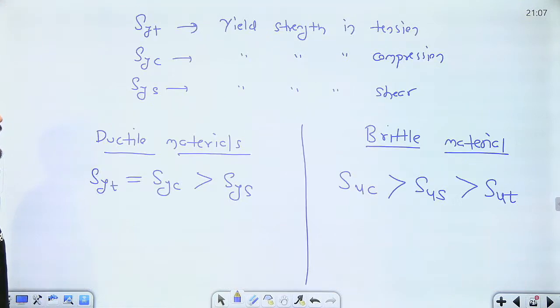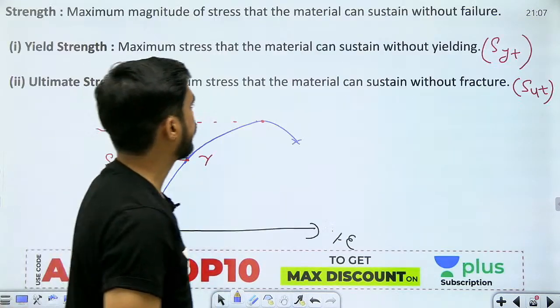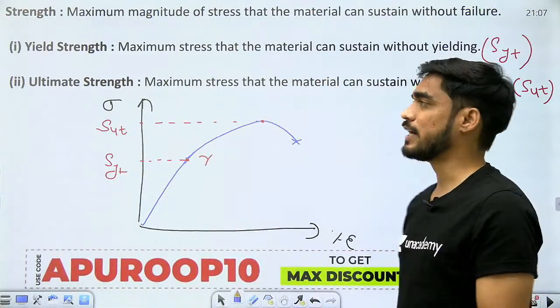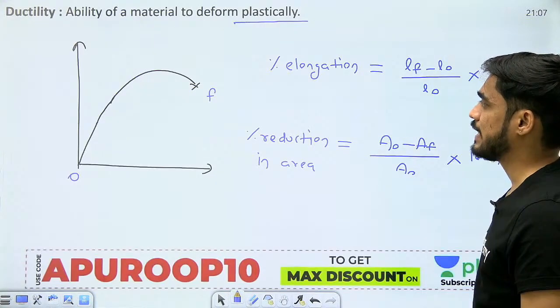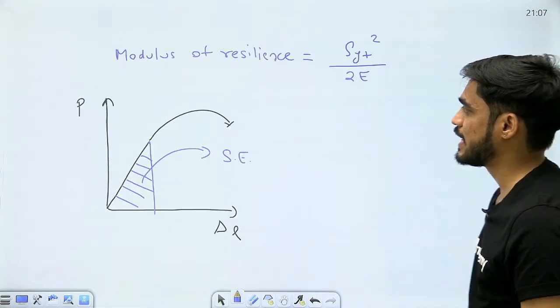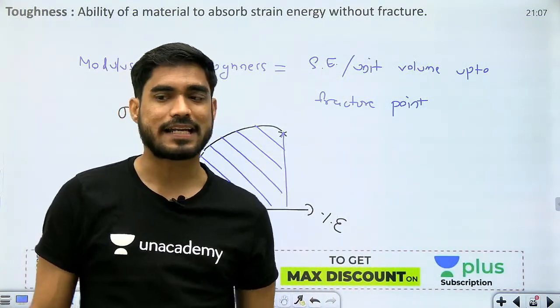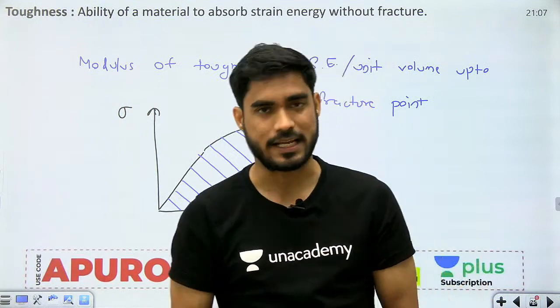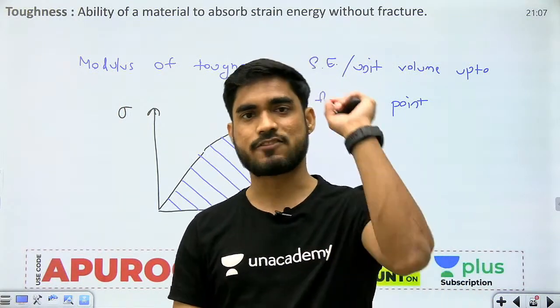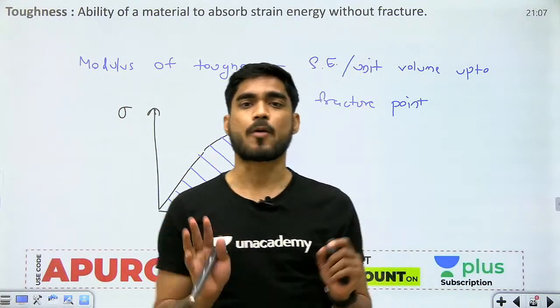Are these properties clear? What properties can you calculate from stress strain curve? We can calculate strength, we can calculate ductility, we can calculate resilience, we can calculate toughness. Other material properties are calculated by other types of tests. From simple tension test, we can calculate these many properties.